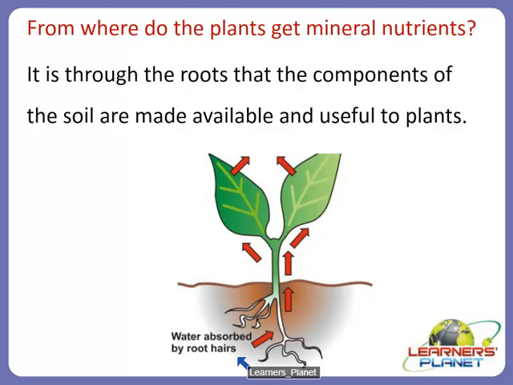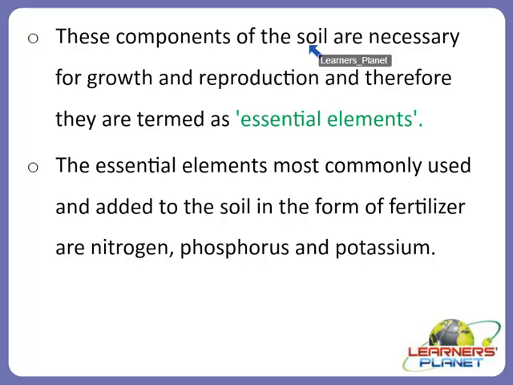So we can say that the essential elements which are most commonly used and added to the soil are nitrogen, phosphorus and potassium. These are the major nutrients. Let us discuss more about these. Yes, these components of the soil which are necessary for growth and reproduction are therefore termed essential elements. And we know that these essential elements most commonly added to the soil are in the form of fertilizer, that means nitrogen, phosphorus and potassium.